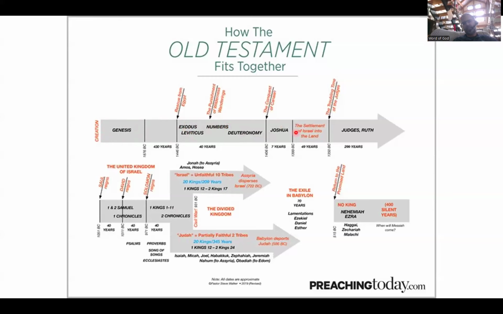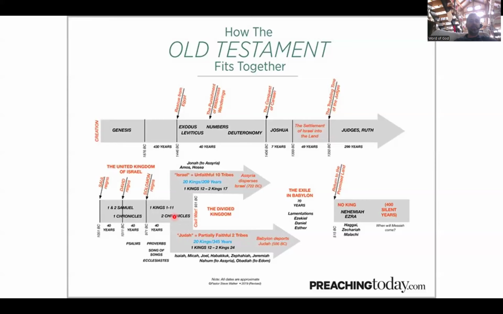You've got the time of the judges here, after Joshua. And then eventually you end up with Saul as the first king, David as your next king, Solomon as your next king, right? So the reading we'll be doing will be right through this row of books right here, through Judges, Ruth. Then you'll go through Samuel, Chronicles, and Kings, and basically those overlap, as you can see here. First and Second Samuel overlap with First Chronicles. First Kings overlaps with Second Chronicles.